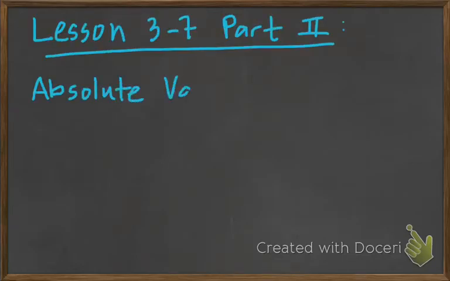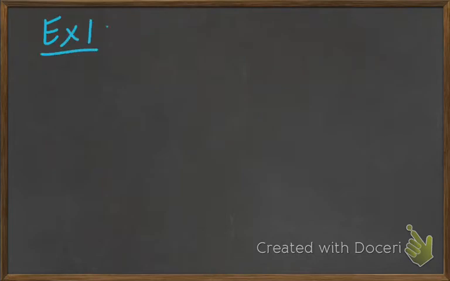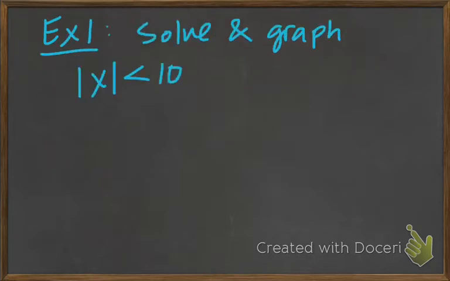Lesson 3-7, Part 2. Absolute value inequalities, the AND case. Example 1. Solve and graph the absolute value of x is less than 10.